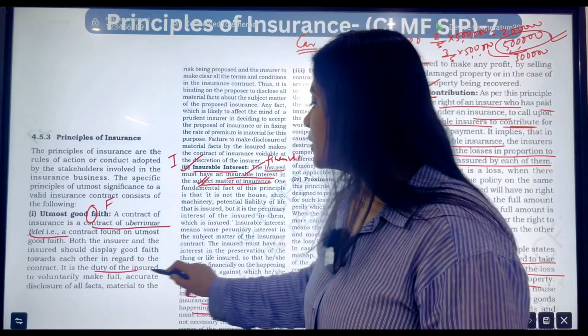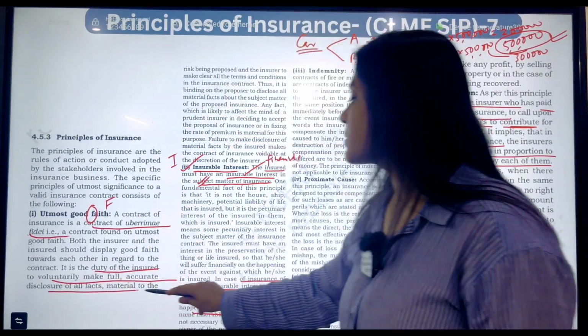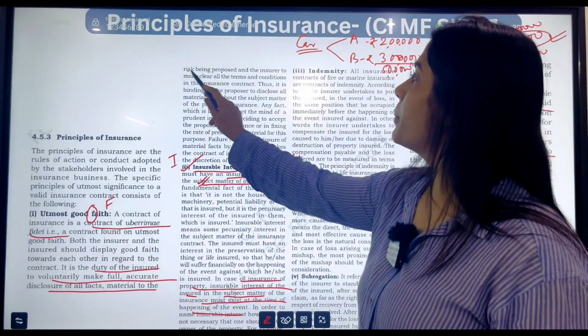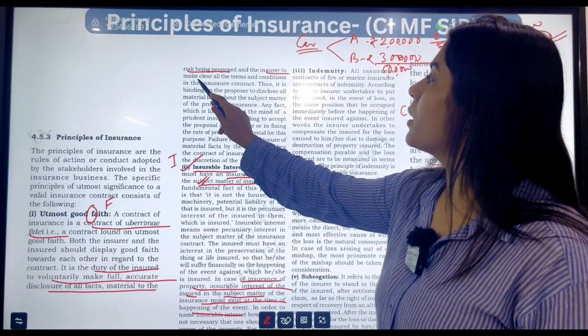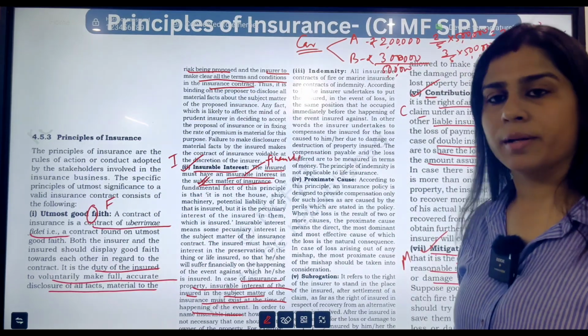It is the duty of the insured to voluntarily make full and accurate disclosure of all facts material to the risk being proposed, and the insurer to make clear all the terms and conditions in the contract of insurance.